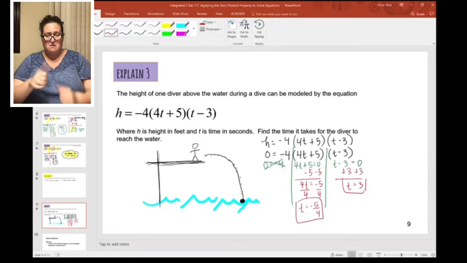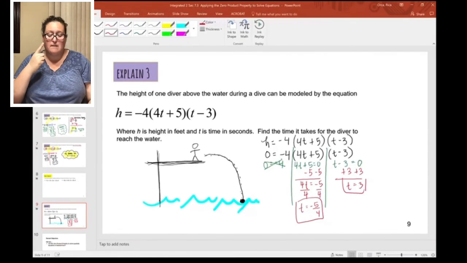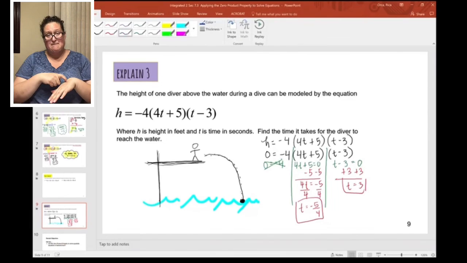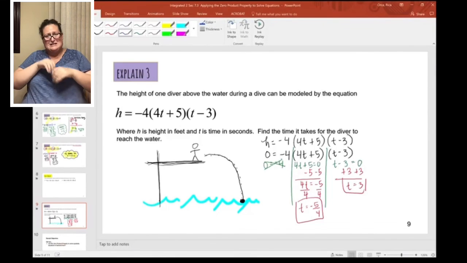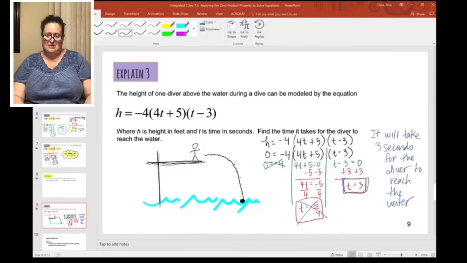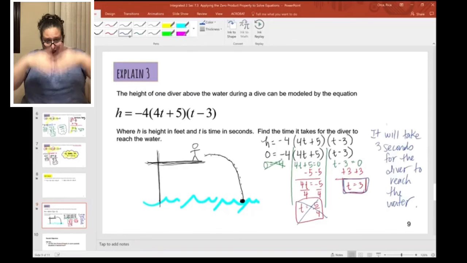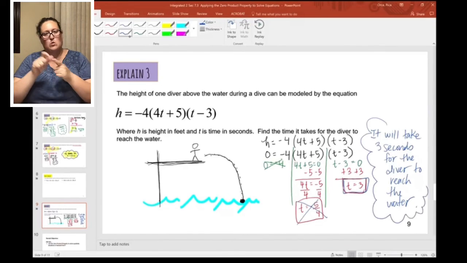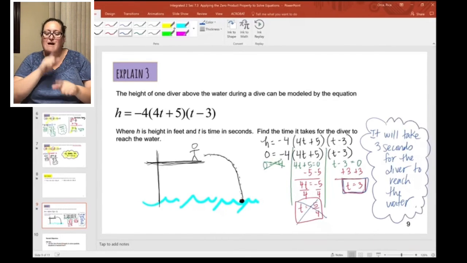Remember, this is a word problem, so our solutions need to make sense. Since t represents time, and you can't go back in time, go ahead and cross out t equals -5/4, because it wouldn't make sense to go back in time -5/4 seconds. So instead, we're going to use t equals 3. It'll take 3 seconds for the diver to reach the water. With any word problem, you want to make sure that your answer is written in a sentence. Otherwise, you haven't answered anything.